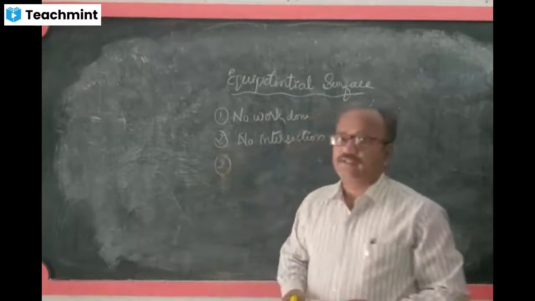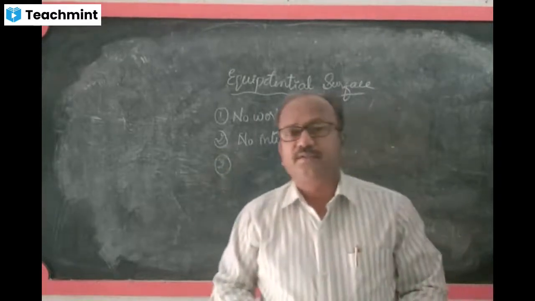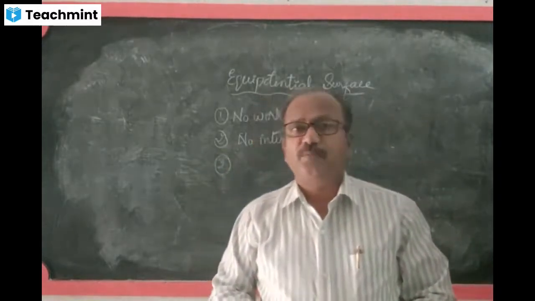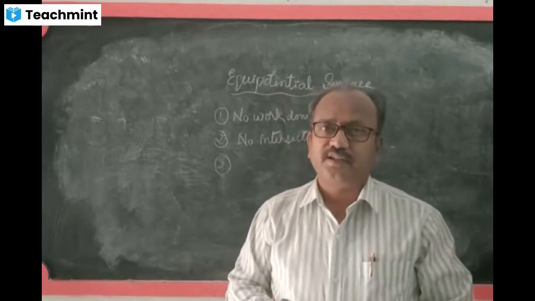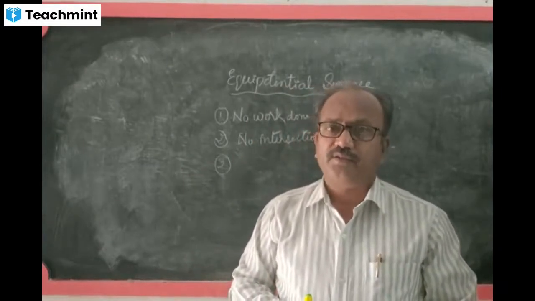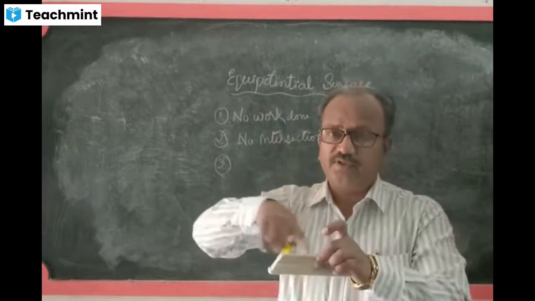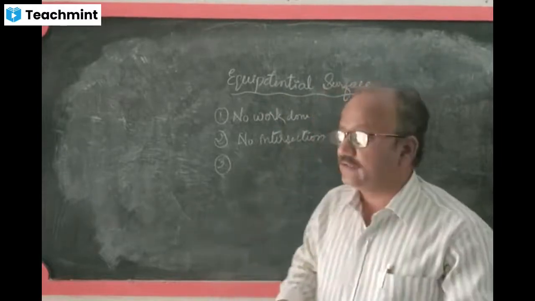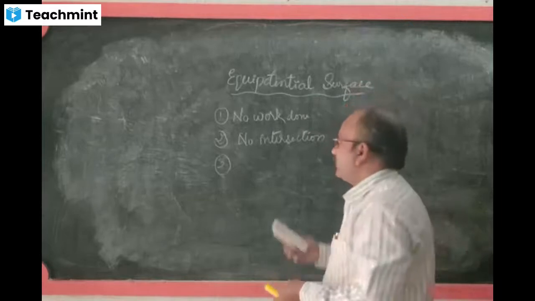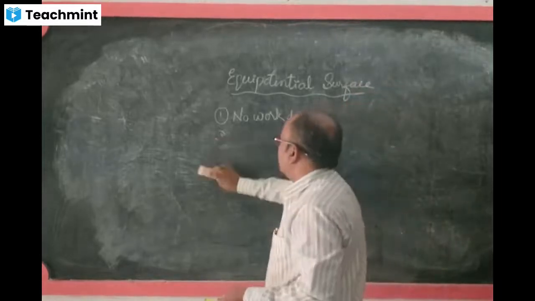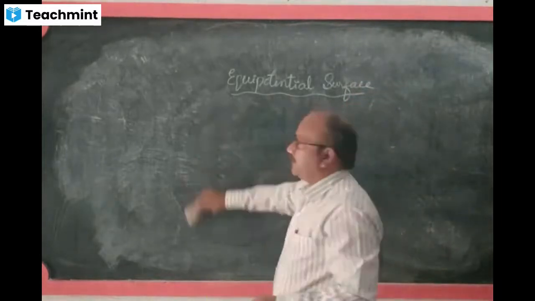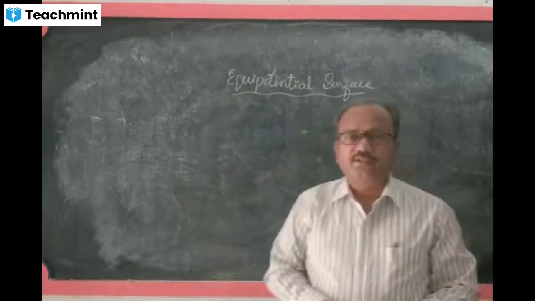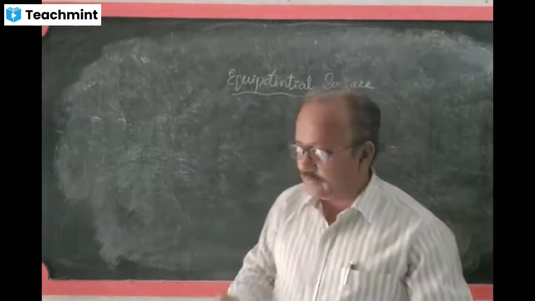And the third one is that the lines of force are always perpendicular to the equipotential surface. Perpendicular. Suppose this is the surface like this. So these are some properties of equipotential surfaces. Then here are some examples of equipotential surfaces.